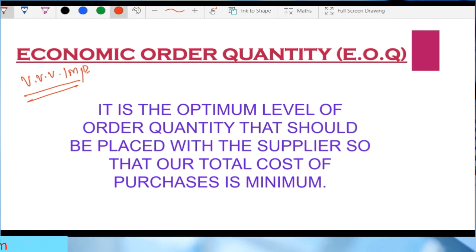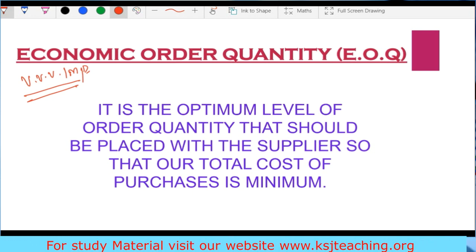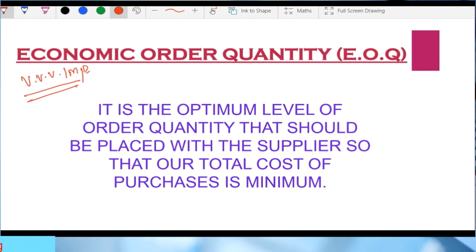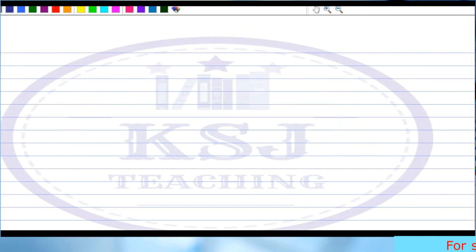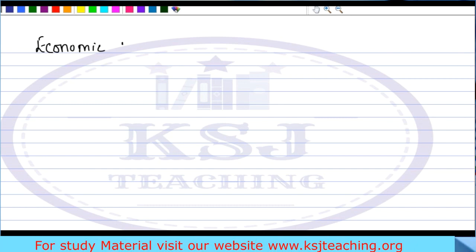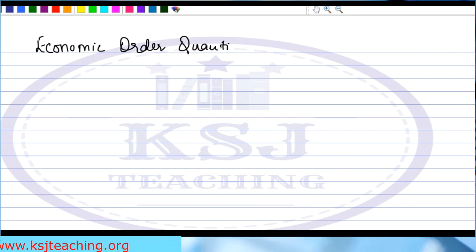Now, you have decided what should be the quantities of inventory that should be there in your store. Clear? Your mother has decided what should be the quantities that should be there in the store. Now comes the economic order quantity. What is meant by economic order quantity? Economic order quantity. Right?